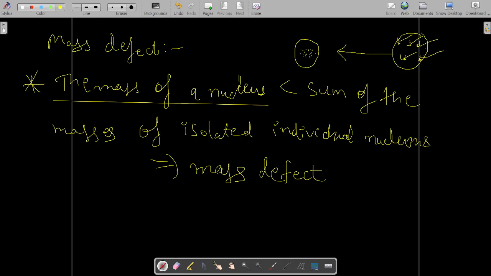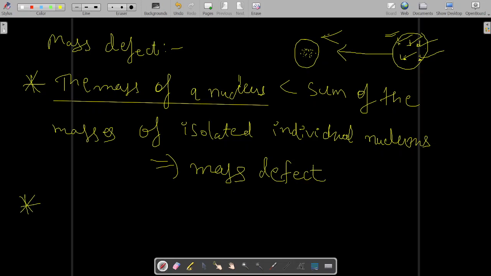According to classical physics, the mass of this nucleus should have been equal to the sum of the masses of these 5 nucleons. But in reality, the sum of the masses of these 5 nucleons is greater, and the mass of the nucleus formed out of these 5 nucleons is slightly less. So this is called your mass defect. The mass of a nucleus is slightly less than the sum of the masses of isolated individual nucleons. That implies your mass defect.